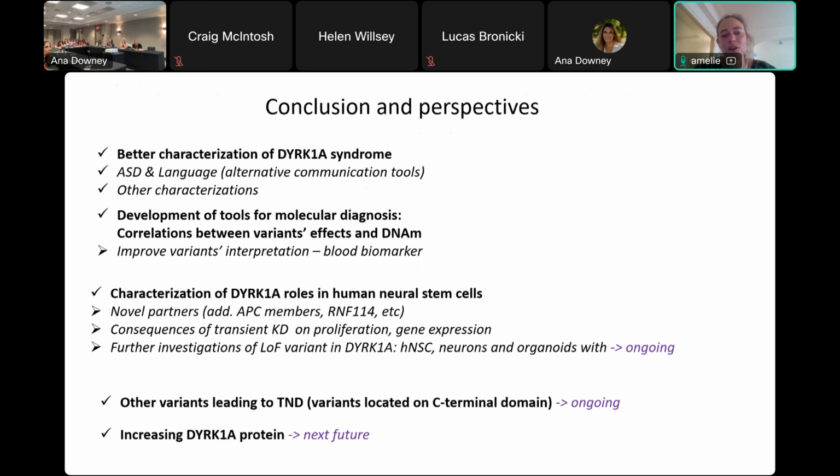Also, we have another project that we will begin soon that is trying to understand a bit more about DYRK1A regulation and how we can maybe increase a bit the DYRK1A protein level to see if we can restore some phenotypes we have in these cells. But it's something that will be, I think, maybe touchy, because we need not too much DYRK1A protein, so we will have to find a really fine regulation of DYRK1A protein.